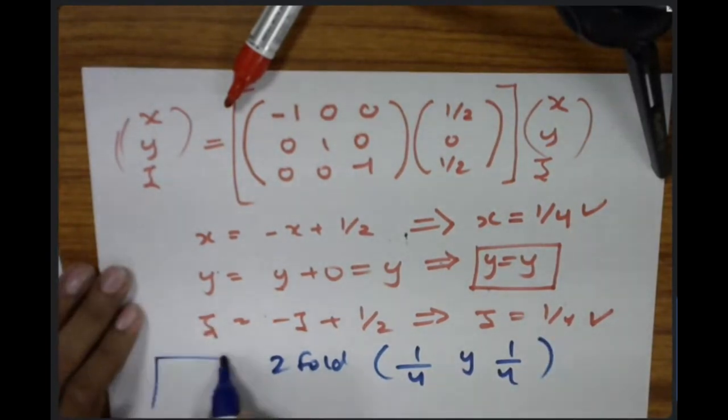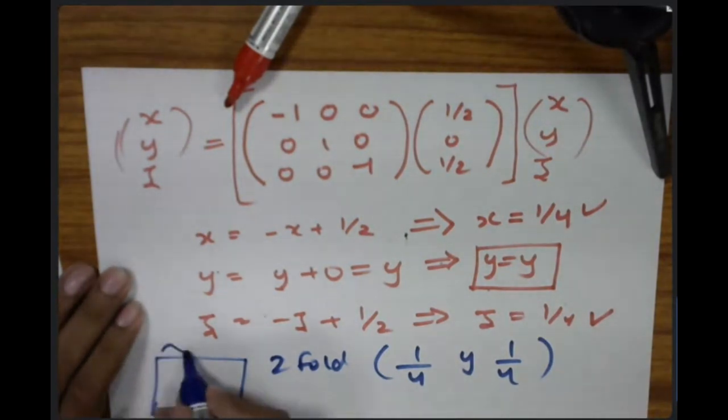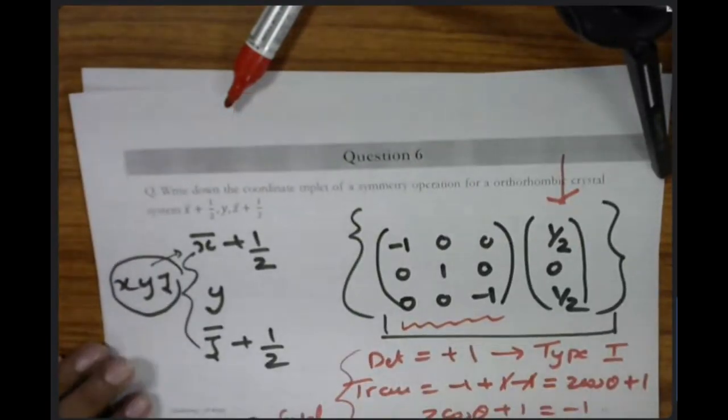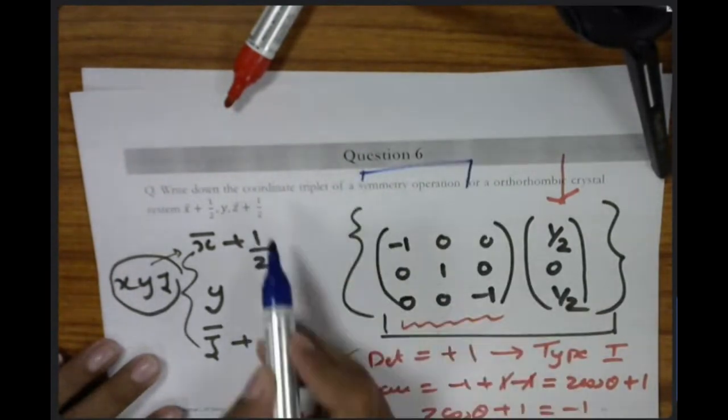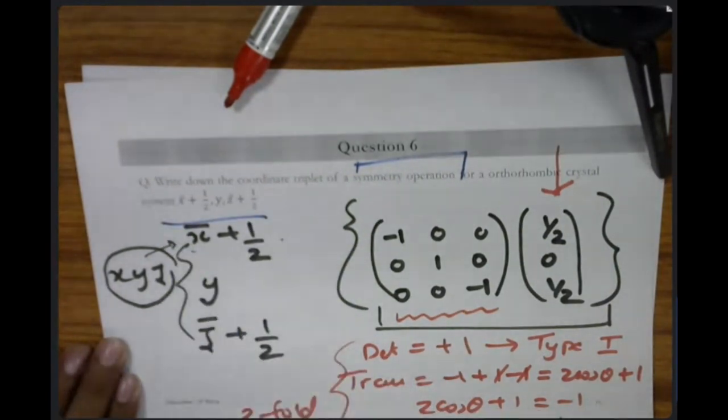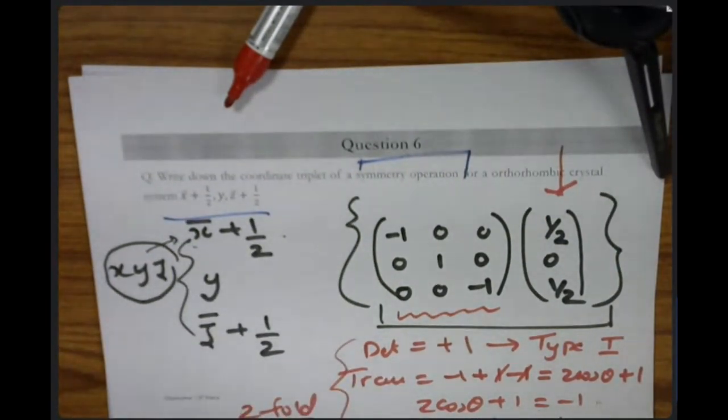So let's draw the orthogonal system over here. If this entire length is B, then 1 by 4 will lie somewhere over here, and again 1 by 4 will lie over here. So we can say that the twofold is there somewhere over here. And that's what this particular symmetry operation is telling, like how one can get from xyz to this particular set of triplet. And so with that we have solved all the questions which I intended to solve over here.